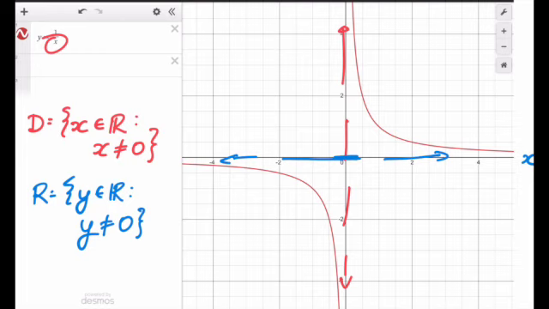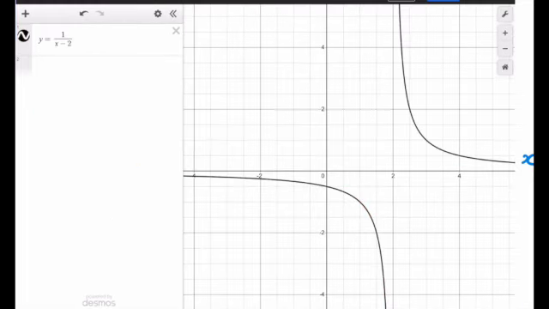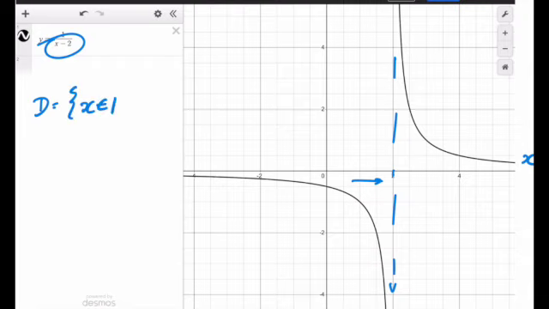In our next example, we have a transformation which has occurred to the original reciprocal graph. What's occurred here is that we can see in the denominator we've got x minus 2, and the graph has moved horizontally 2 units to the right. So our asymptote now is at an x value equal to 2. In other words, we have no points defined where x equals 2. So the domain is x in the reals, but it cannot equal the value of 2.